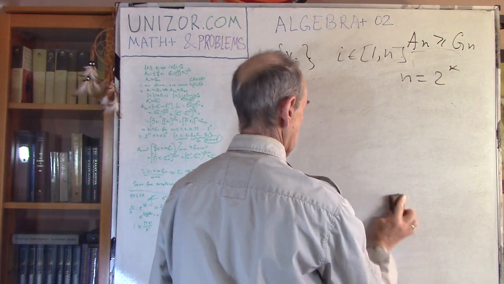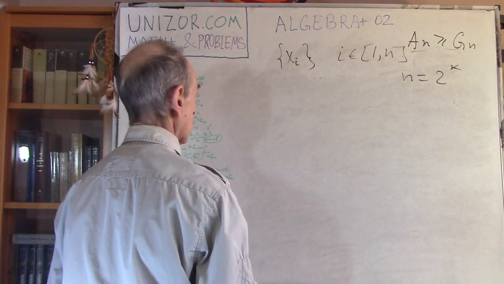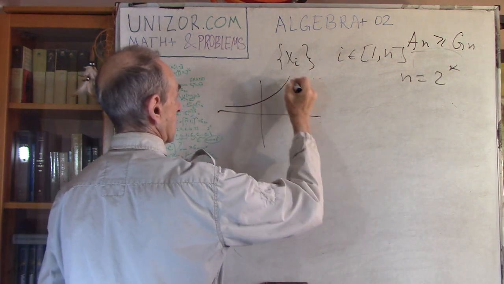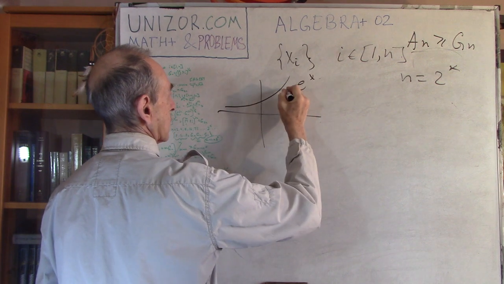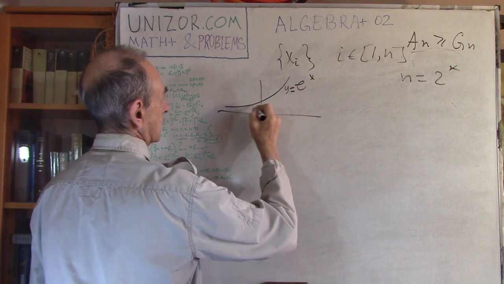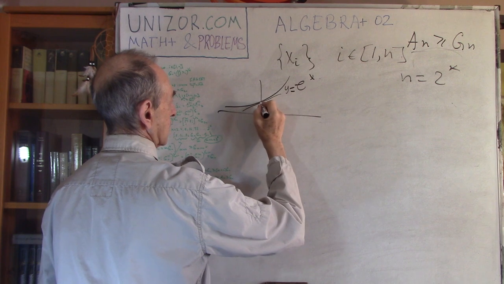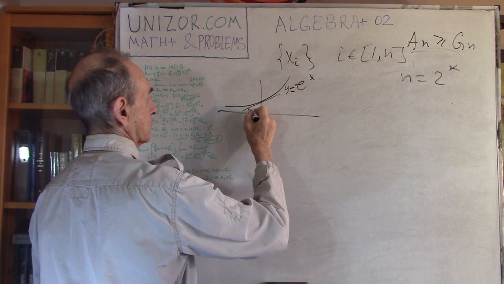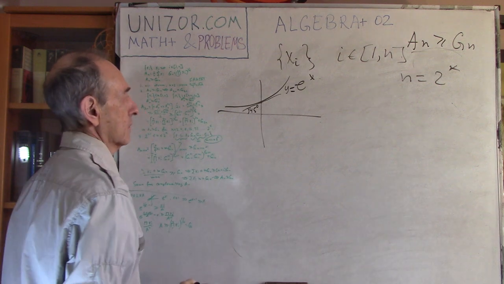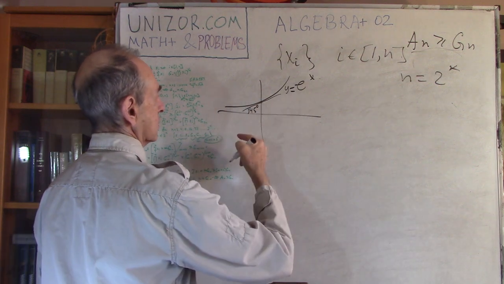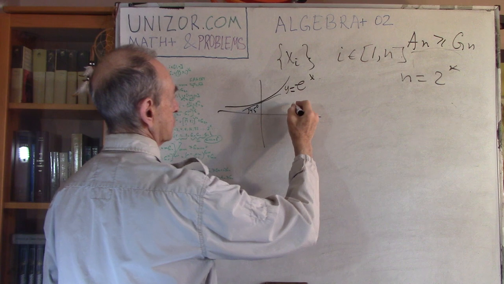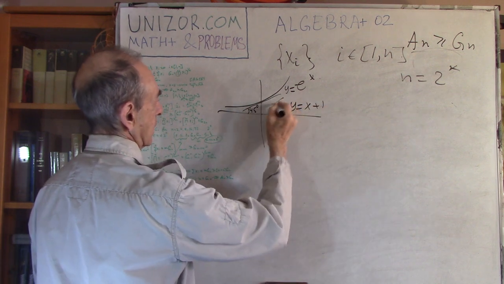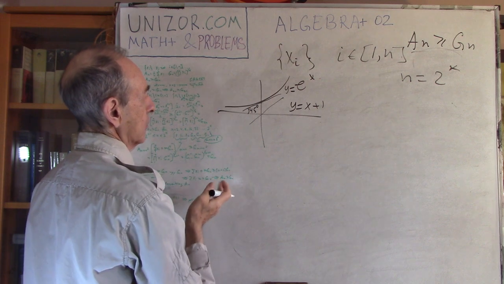Very clever, I would say. Now, you know that this is the e to the power of x graph. It has a tangential line at x equal to 0 at 45 degrees. So the tangential line equation would be y is equal to x plus 1, obviously. So it's x raised by 1 up.